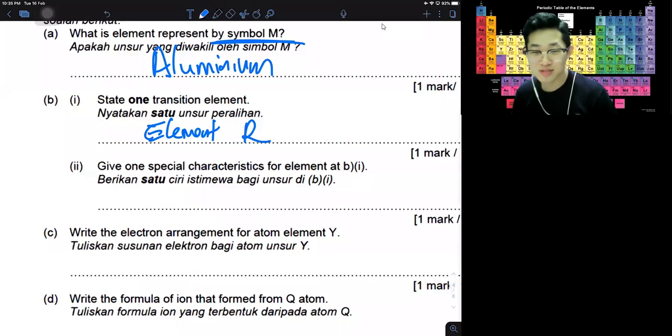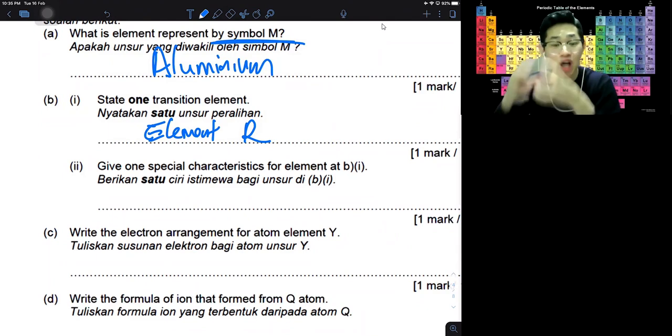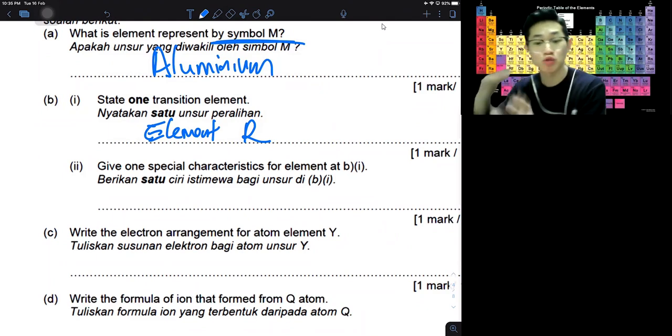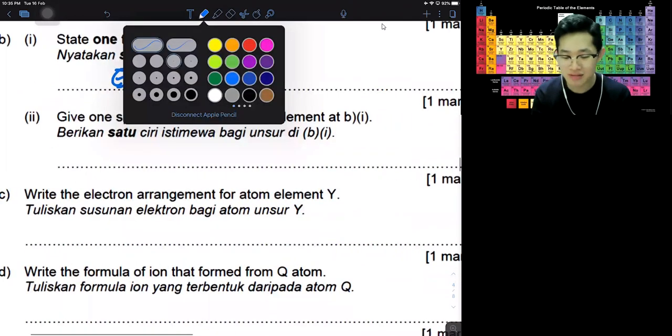If they ask why you need to dry the hydrogen gas, you dry the hydrogen gas because you do not want to affect the mass of the product. If there is water, it can increase the mass of the product, which will make the result inaccurate.